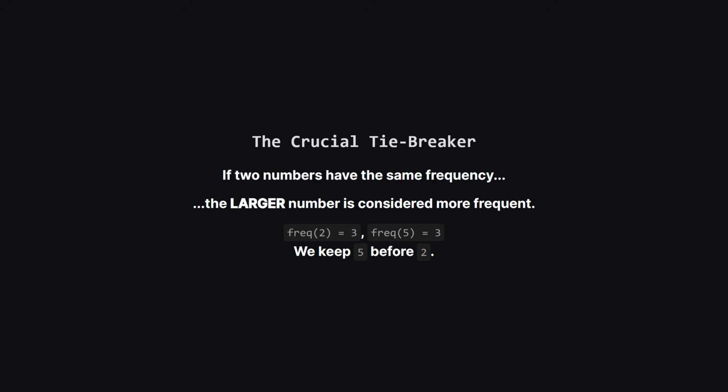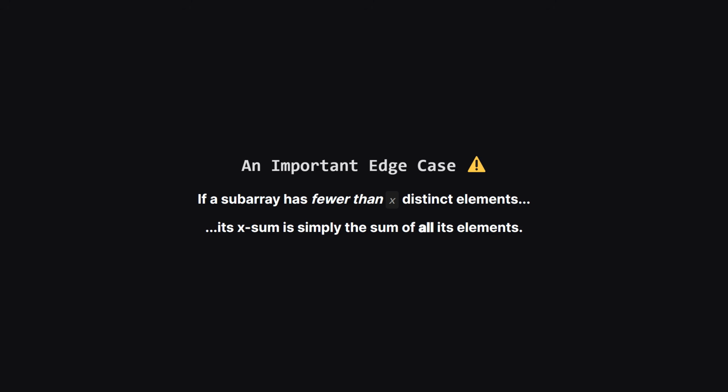Now there's a really important rule for breaking ties. What if two different numbers appear the same number of times? The problem states that in this case, the bigger number wins. It's considered more frequent. So if 5 and 2 both appear 3 times, we'd prioritize keeping the 5s over the 2s.